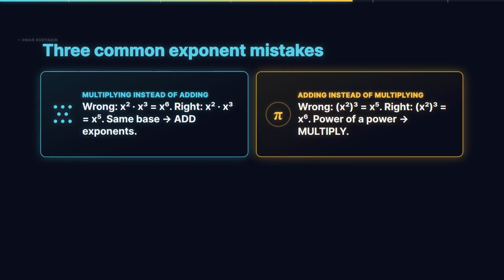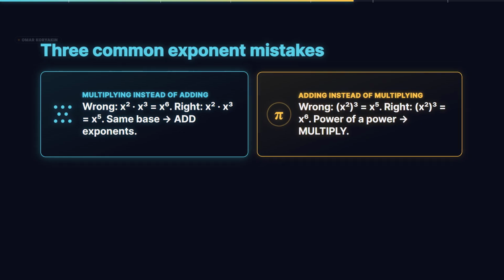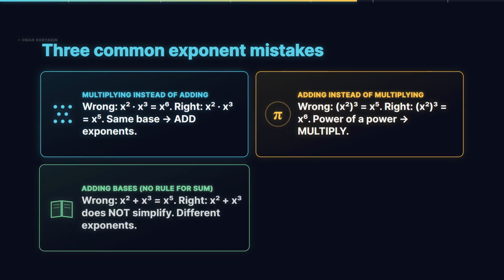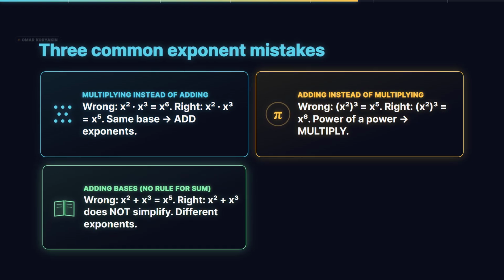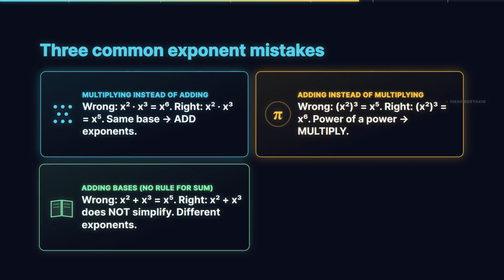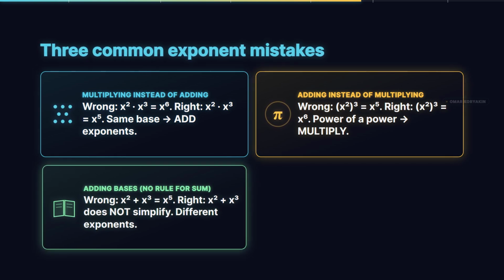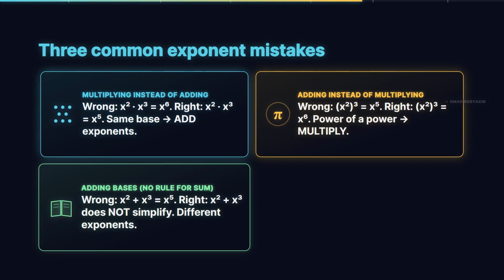The visual cue is the outer exponent on a parenthesized power, which signals power of power, which means multiplication of exponents. Third mistake. A student tries to combine x squared and x cubed when they are added rather than multiplied. They write x squared plus x cubed equals x to the fifth.